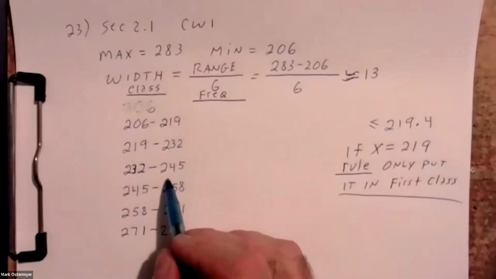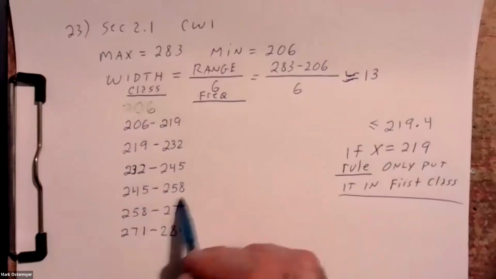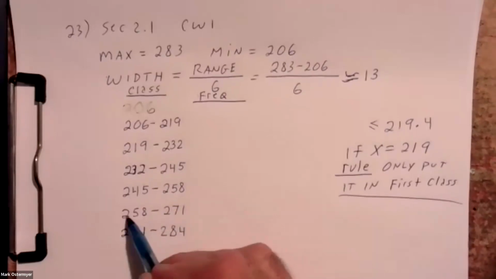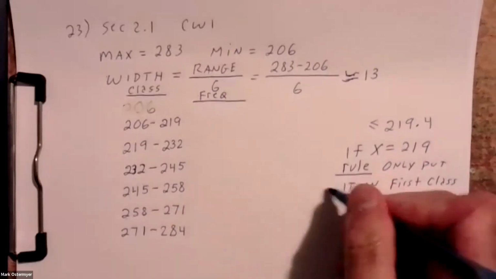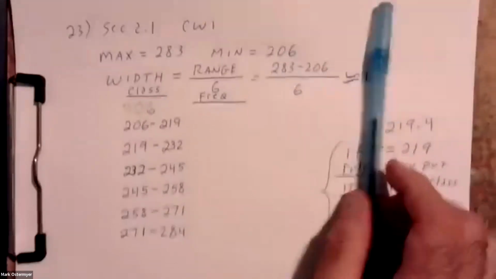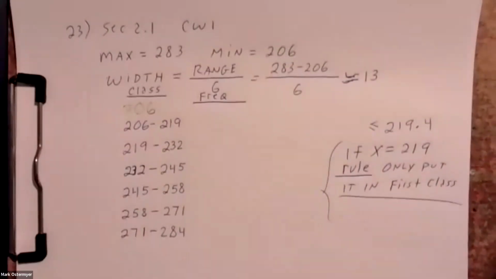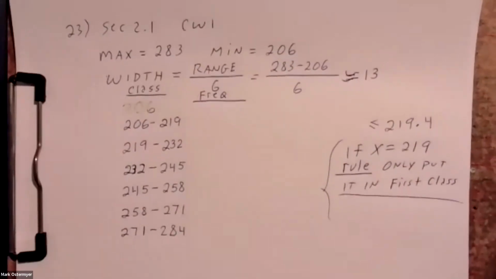So if I got 245, that's going to go in this class, not this class. If I got 258, it's going to go in this class, not this class. If I got a data point that's 271, it's going to go in this class, not this class. Okay, so that'll be the rule we use. And now I want you to finish this frequency distribution table. I'll let you do that. And we'll call this classwork number 1. I pretty much got you almost half of the way there by establishing the classes. Okay, so go ahead and finish this up. We'll call this classwork number 1.